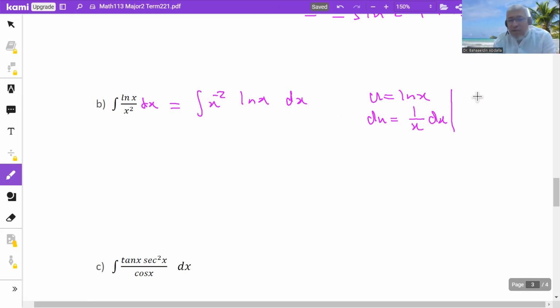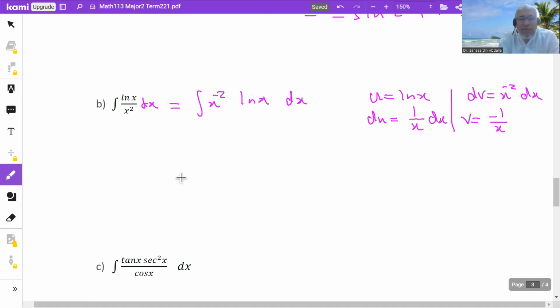And the other function, x squared, I'll take it as dv. So this is x to the power -2, not x squared. And this function I need to integrate. So v would be the integral of x to the power -2. It would be x to the power -1 when we add 1 over -1. So you can say it is -1 over x.